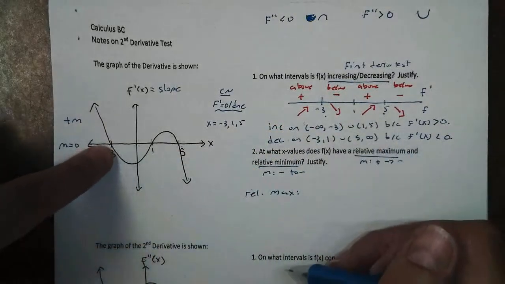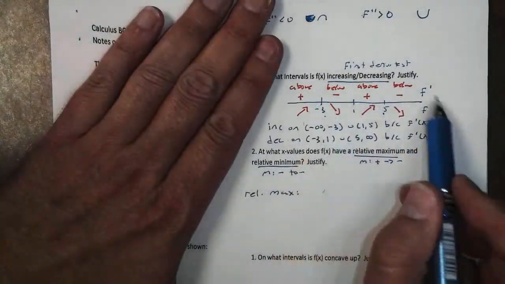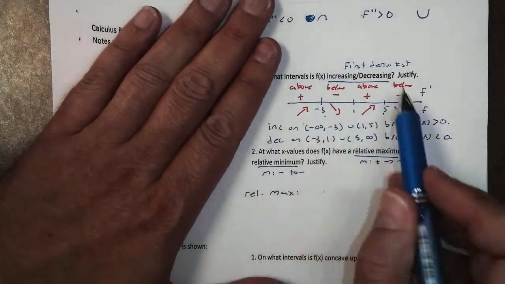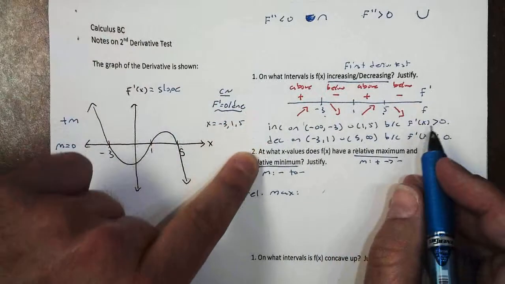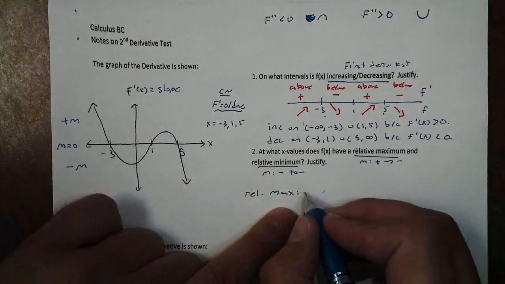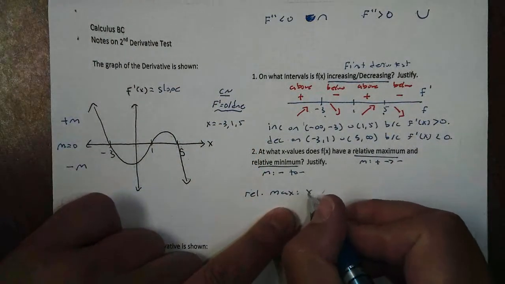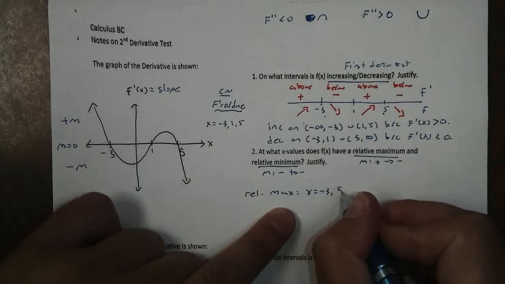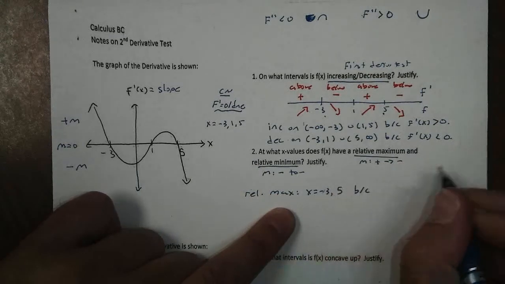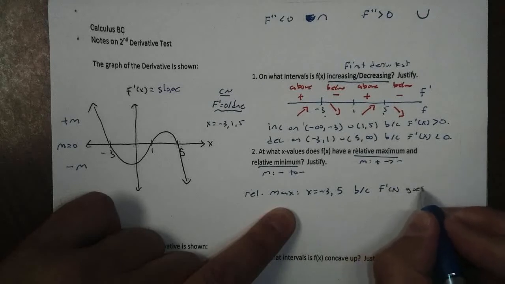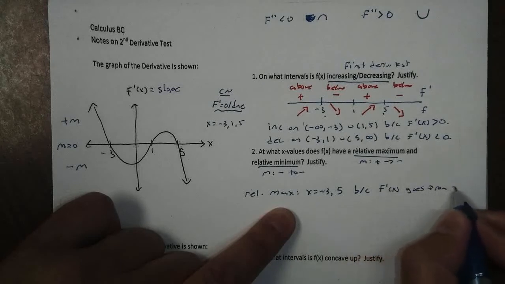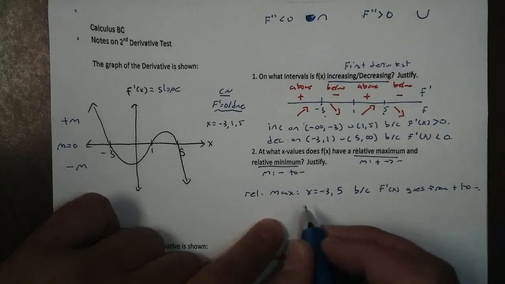We can't really see it from the graph. That's why the sign charts are so important for us. As a matter of fact, sign charts are so good, most AP readers just look at your sign chart and they'll pretty much know if you got the answer right or wrong. So we have a maximum at x equals -3 and 5, and that is because the derivative goes from positive to negative.